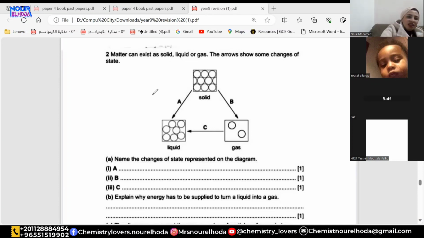Of course, these changes are easy. From solid to liquid, this is melting. From solid to gas, this is sublimation. Sublimation is not there now in the syllabus. Gas to liquid is condensation. Why does energy have to be supplied from a liquid to a gas? We use energy because the energy is used to break the forces between the particles. That's why energy is used to break these forces.